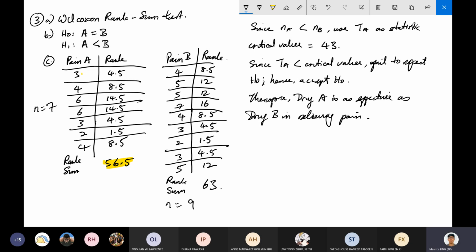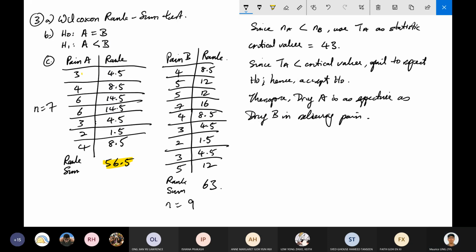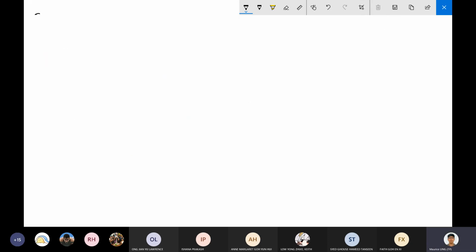Okay. Now, D is slightly different. So we go to question 3 part D. In a similar study, there were two drugs administered to groups of 22 patients, 11 each, on a pain scale. So what you have is, let's draw the table. You have your patient ID. So this is patient 1013.